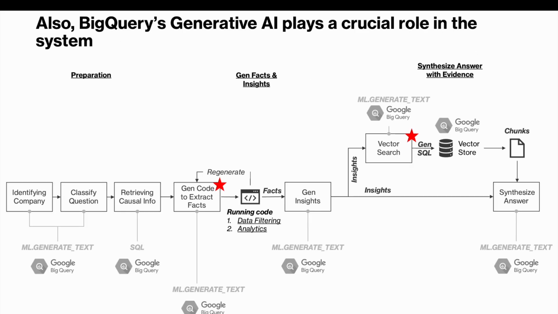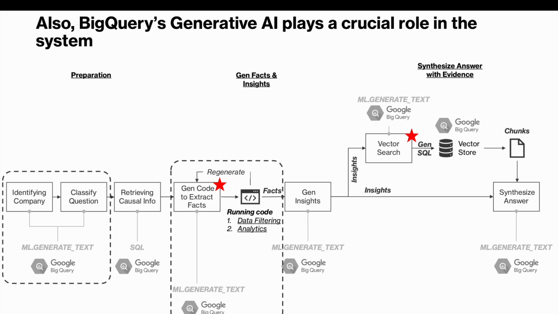The entire causal modeling stack is built on BigQuery, with its generative AI capabilities playing a central role. In the preparation phase, the agent leverages ML.GENERATE_TEXT to extract key elements from user queries, such as company names, and to classify intent, but the true value emerges in downstream stages. For fact extraction, instead of relying on direct model reasoning over complex financial data, the agent uses BigQuery's generative AI to produce code that programmatically filters and extracts the necessary information from pre-built approximations.